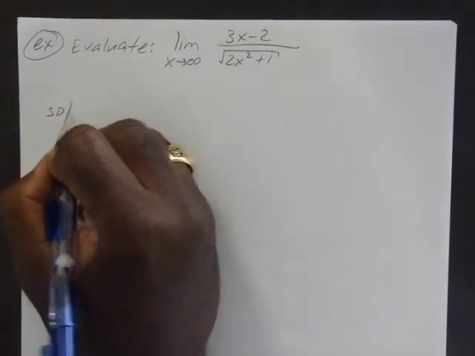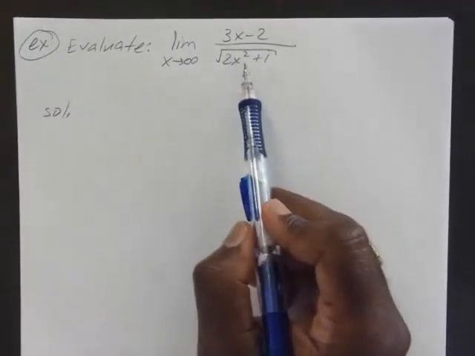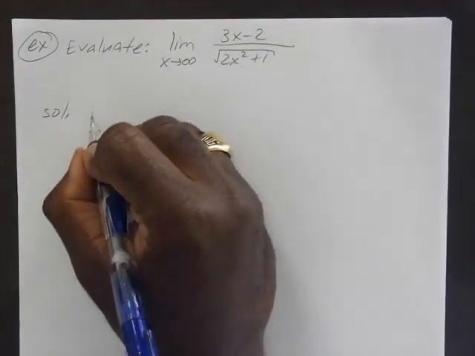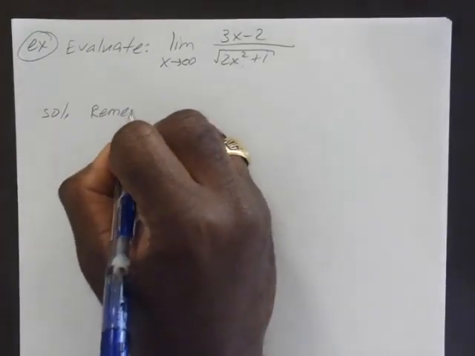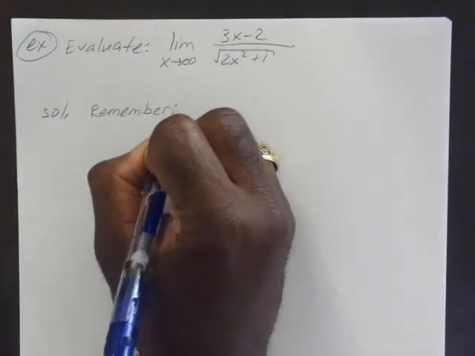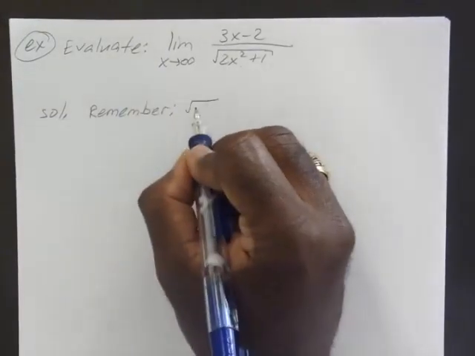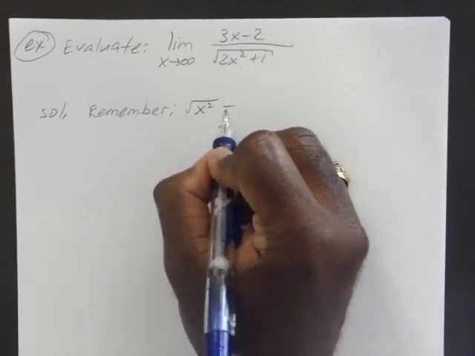Okay. Now with this one, because you're dealing with a square root, you want to remember that the square root of x squared is just equal to x.